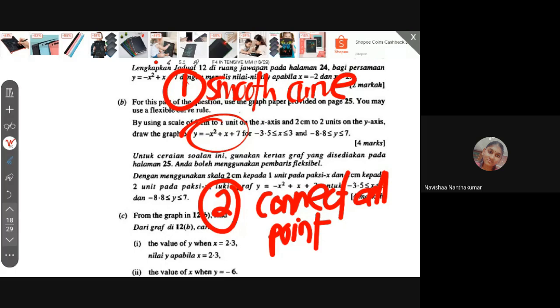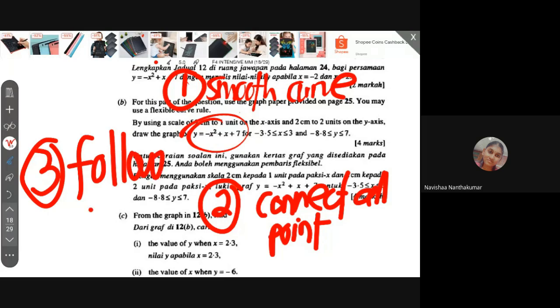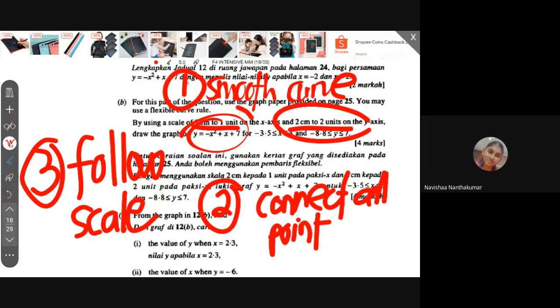And then ikut skala. Third point, follow your scale yang diberi dalam soalan. Jangan tentukan skala yang baru. Selalu akur kepada arahan soalan. Follow the question: 2 cm to 1 unit on x-axis, 2 cm to 2 units on y-axis. Okay, kamu boleh lihatlah kertas graf yang mereka bagi kat kamu dalam exam. Third tip. Okay, so other than that, I rasa tak ada apa-apa dah.